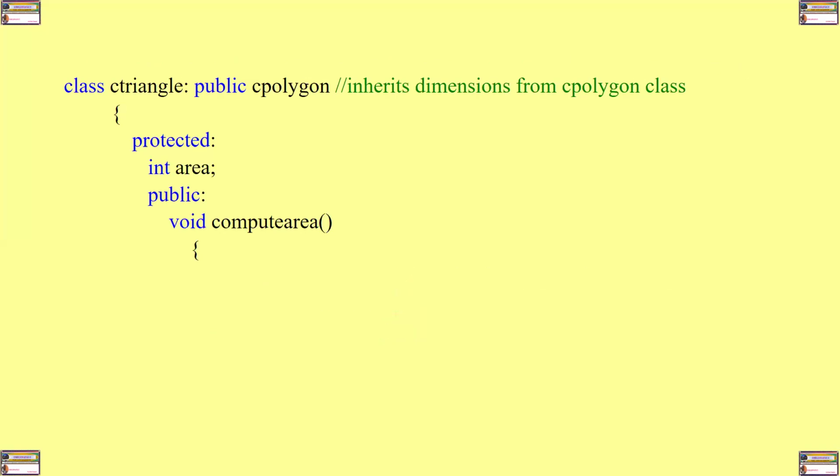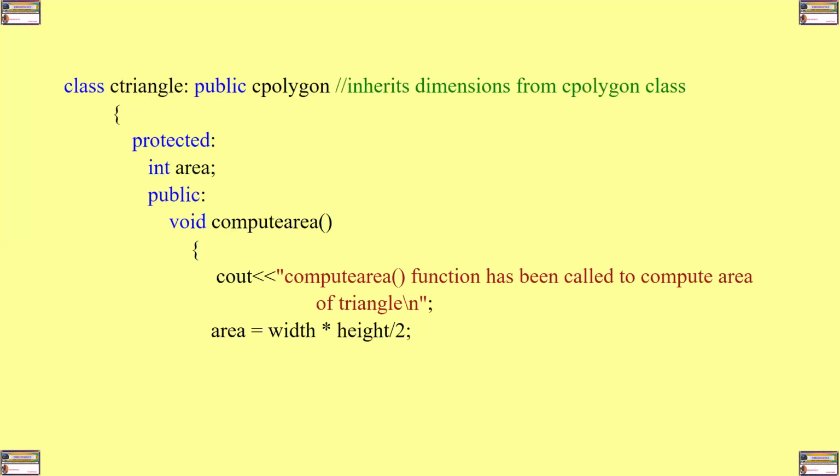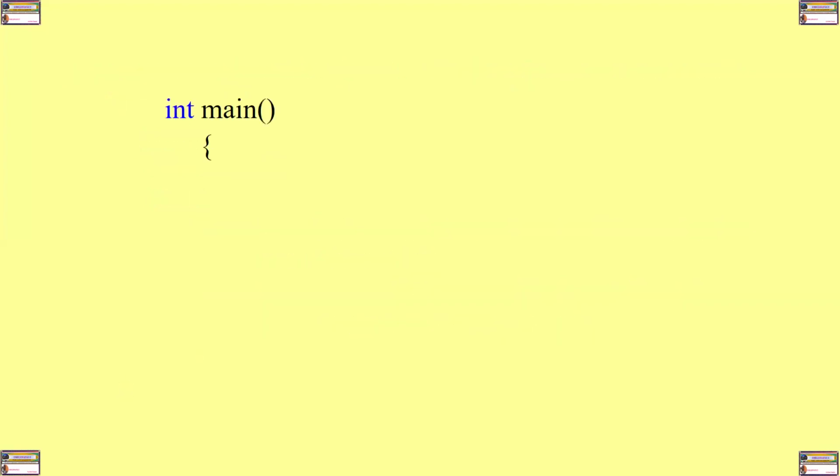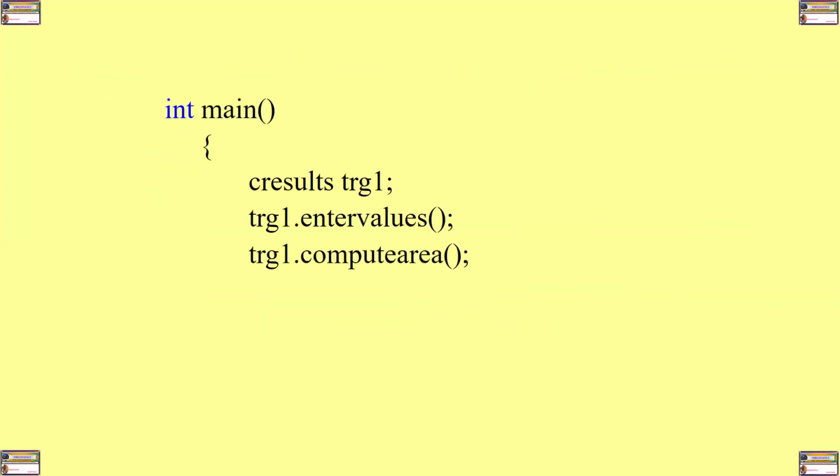So once this method is invoked, the compiler will be able to compute the area of the triangle. And then once this statement is invoked, the control will be taken back to the calling program. And then the next statement to be executed will be this one. This statement is invoking the method called output.